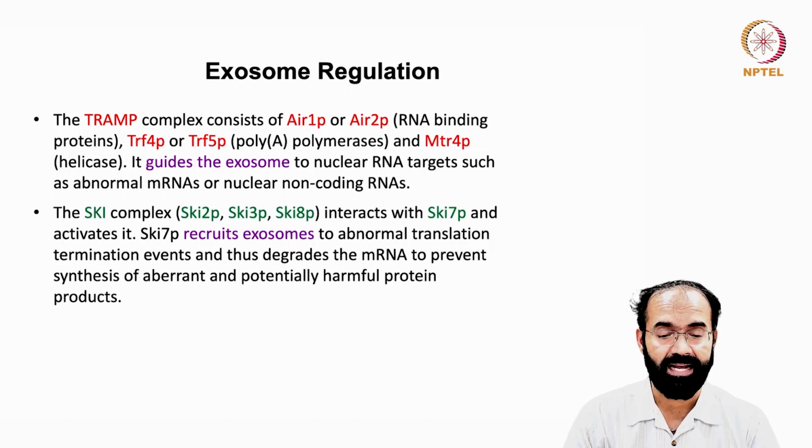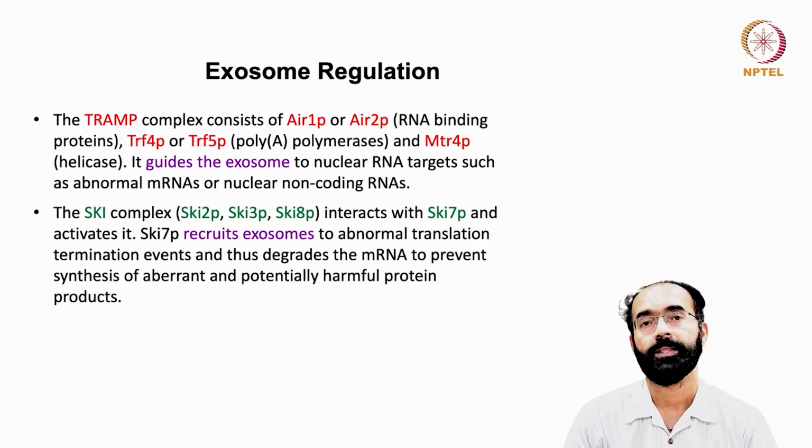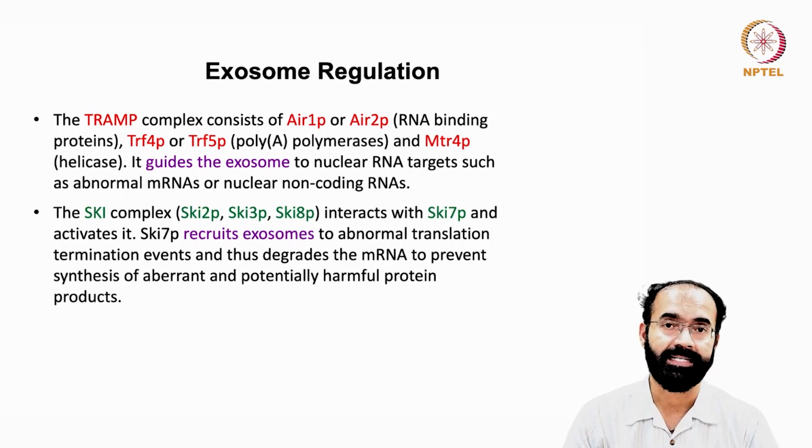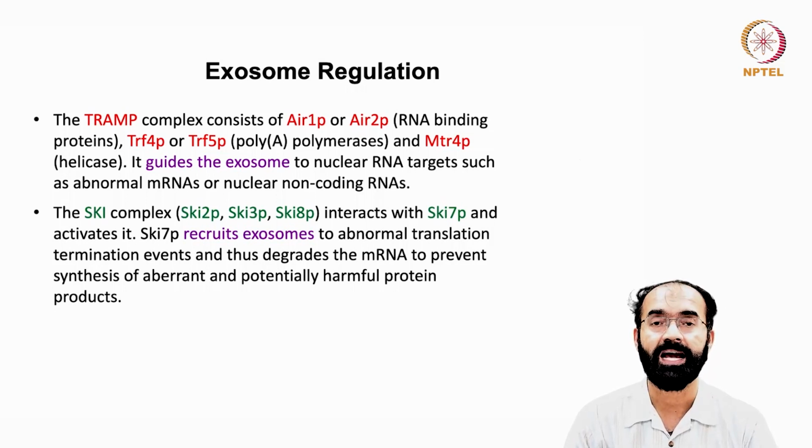The SKI complex, on the other hand, handles the cytoplasmic affairs. So Ski2p, Ski3p, Ski8p that interacts with Ski7p and activates it. Ski7p recruits the exosome to abnormal translation termination events, because cytoplasm mainly handles only the quality control connected with protein translation, because in cytoplasm no splicing is happening, no transcription is happening, so you cannot handle that. So once the RNA has come into the cytoplasm, it has passed all those quality control tests in the nucleus. But in cytoplasm, this RNA may misbehave in terms of protein translation.